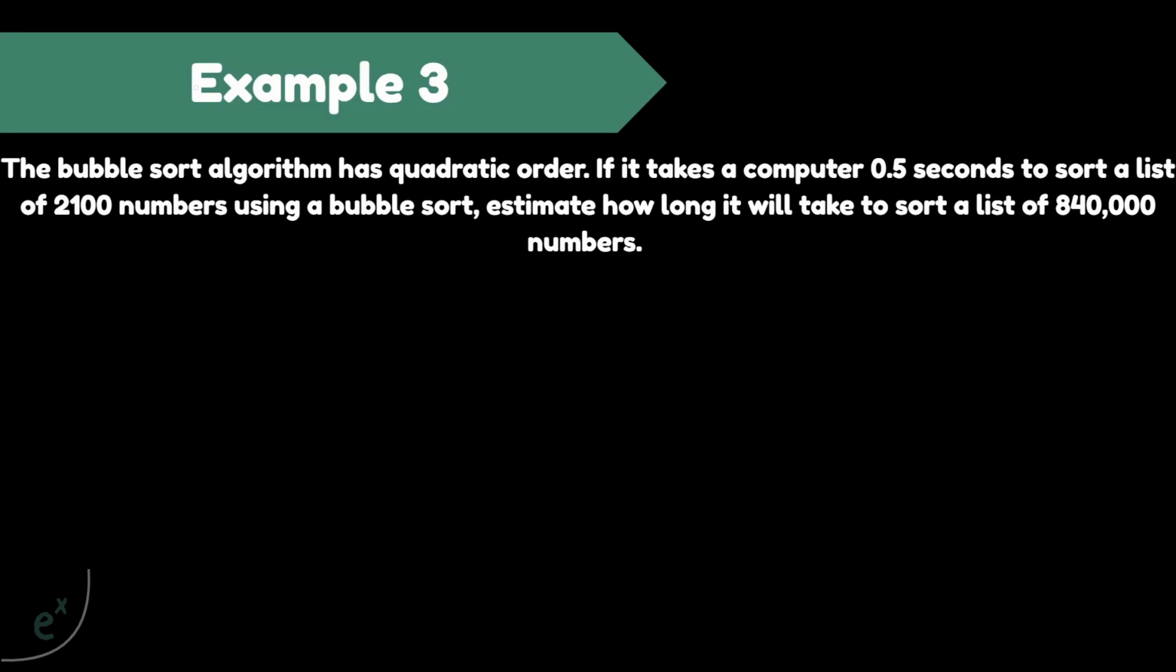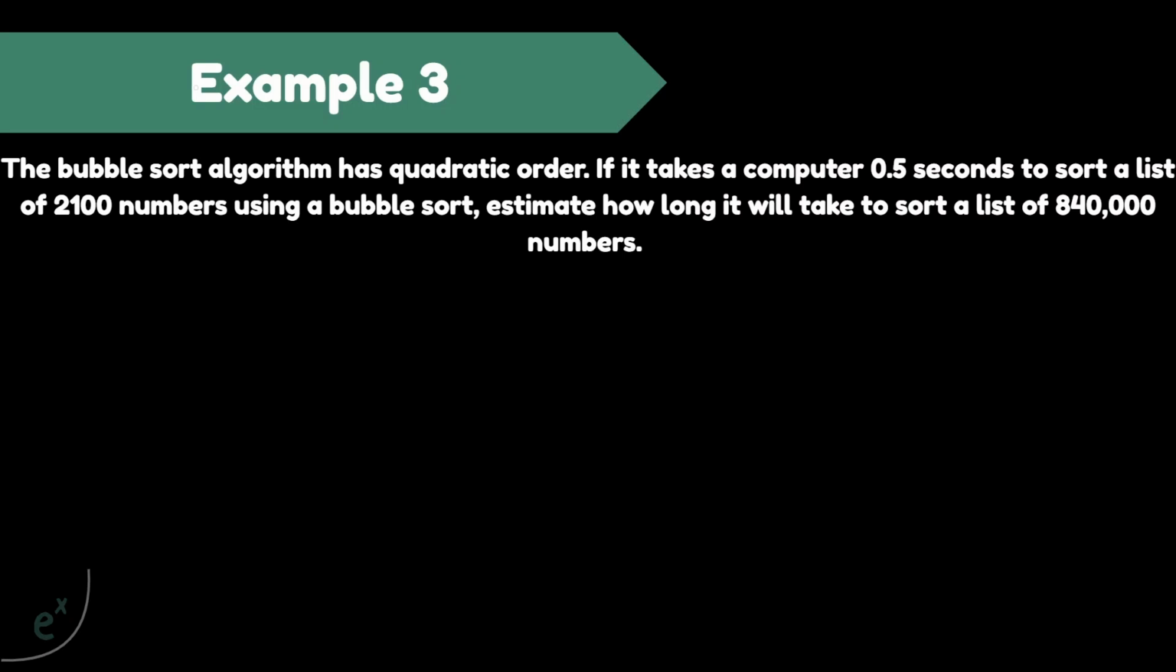Here's a question you might come across while studying the orders of algorithms. Pause the video and have a go now if you'd like. The bubble sort algorithm has quadratic order. If it takes a computer 0.5 seconds to sort a list of 2,100 numbers using a bubble sort, estimate how long it will take to sort a list of 840,000 numbers.